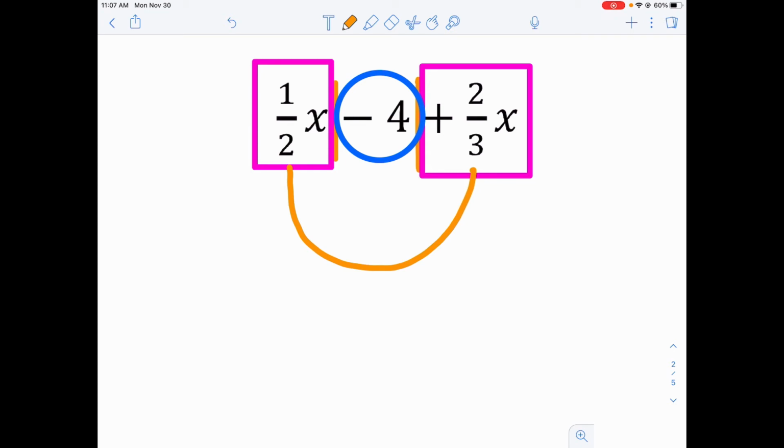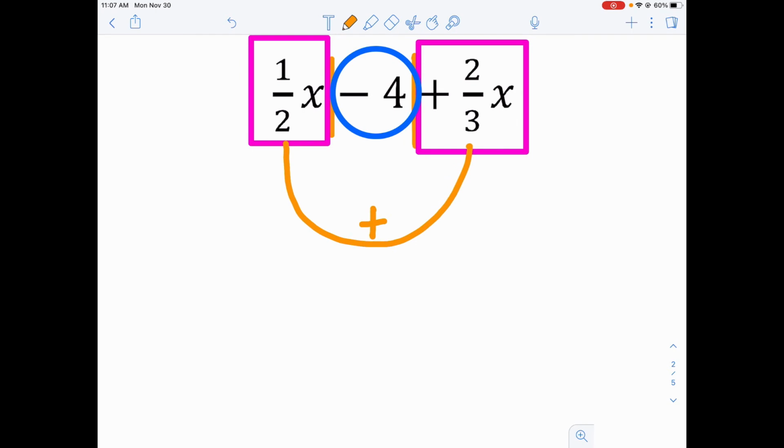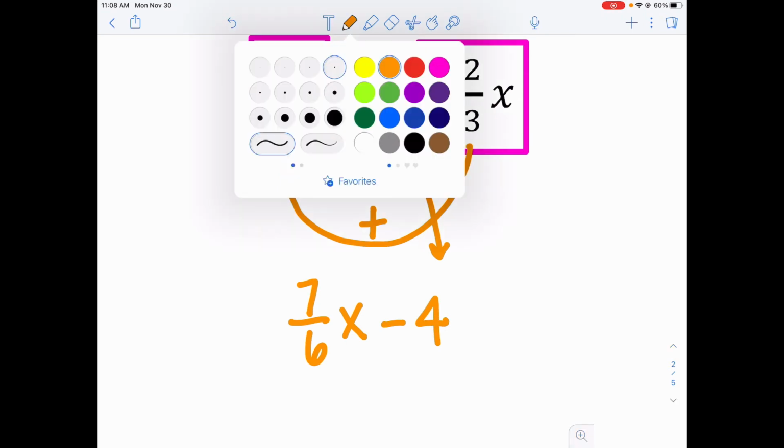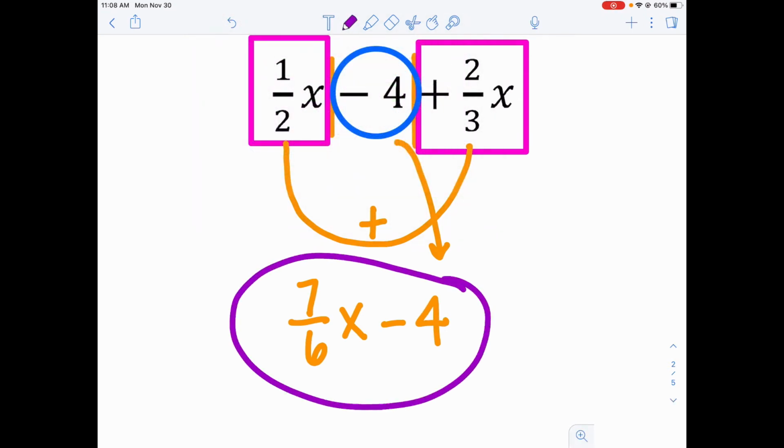Now that I've found my like terms, I'm going to add the like terms. So 1/2 plus 2/3, add the numbers, keep the variable. You can add that in your calculator. 1/2 plus 2/3, if you do it in a calculator, it will give you 7/6 x. Remember, you would just add the numbers, keep the variable. So 1/2 plus 2/3 is 7/6, keep the x. And there's nothing to combine with the -4, so it just drops straight down, -4. And that is my solution. Remember, I cannot combine those any further. They are not like terms.